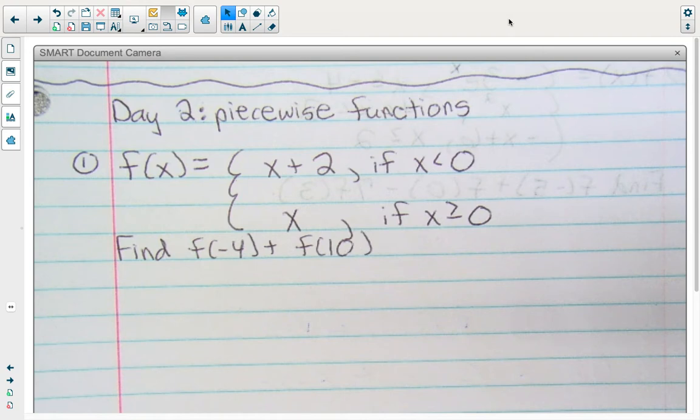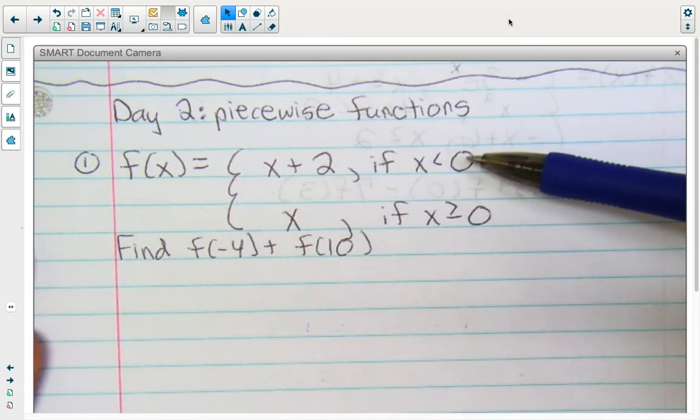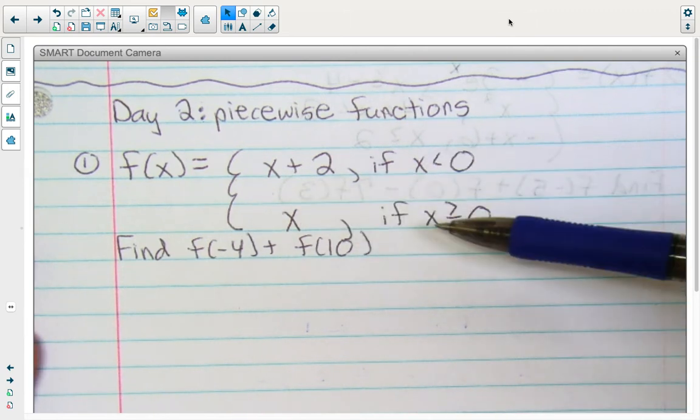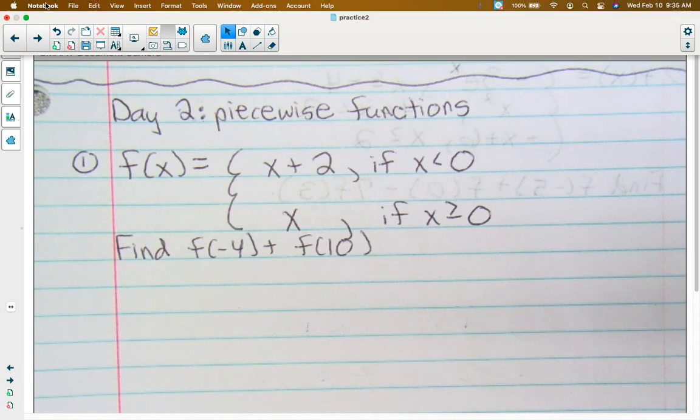It has two different sections. I have a linear section here when x is less than 0, and I have a linear function here if x is greater than or equal to 0. So let's start by graphing it and seeing what it looks like in Desmos.